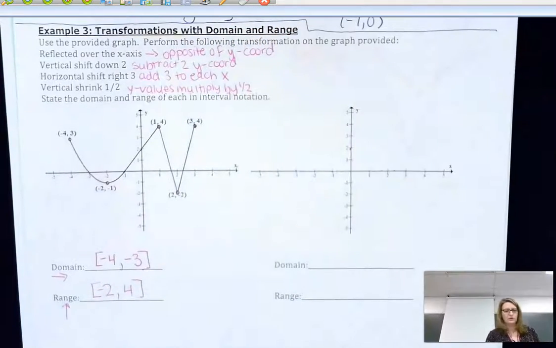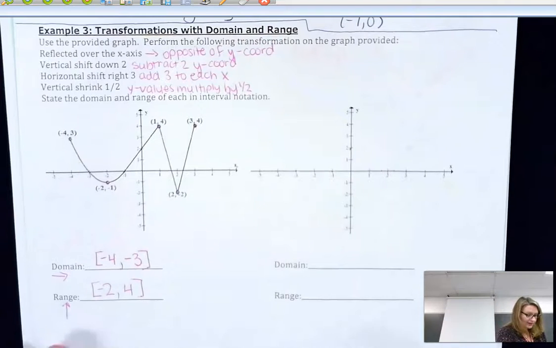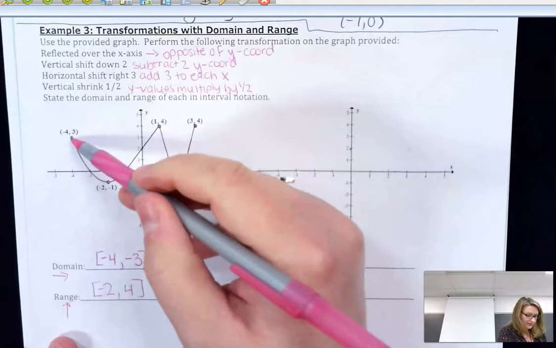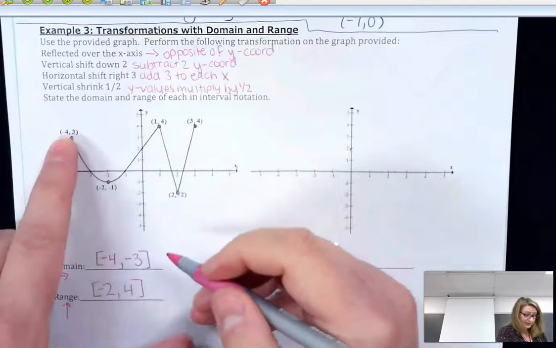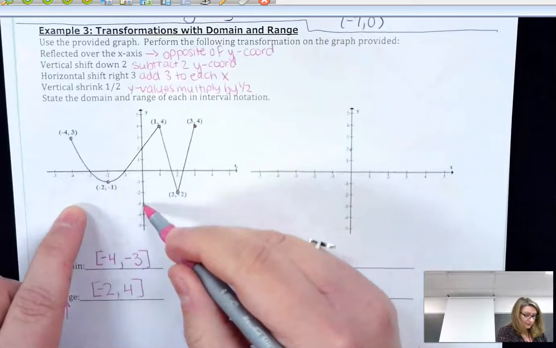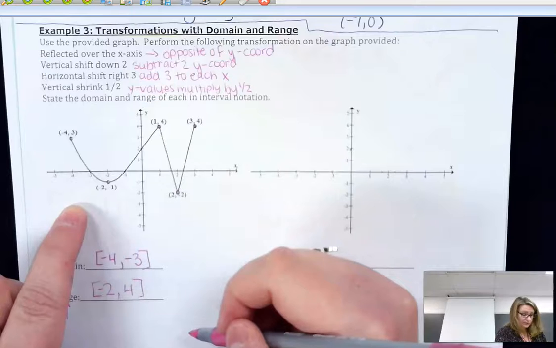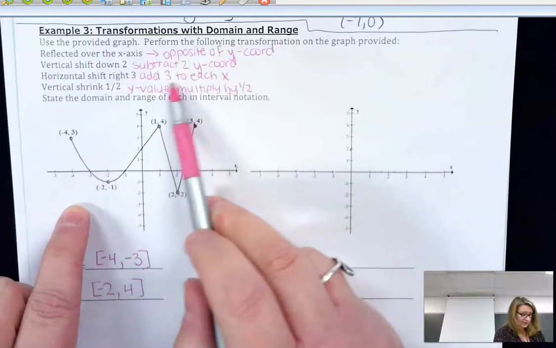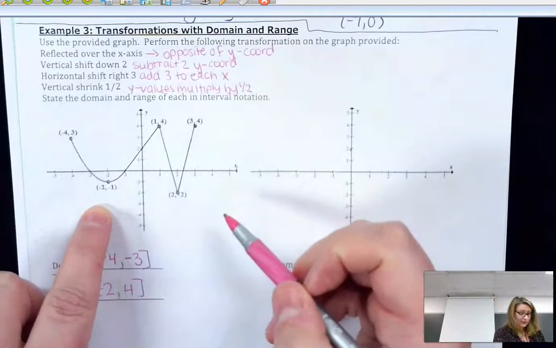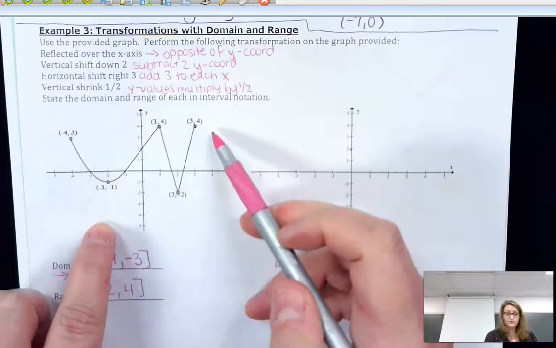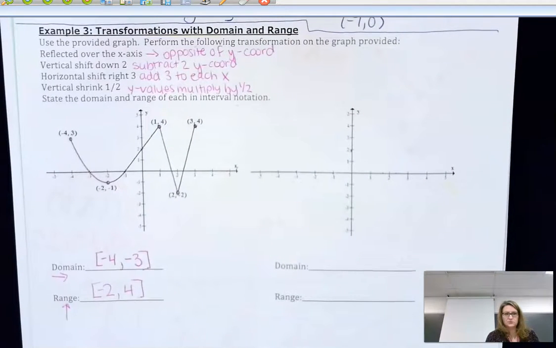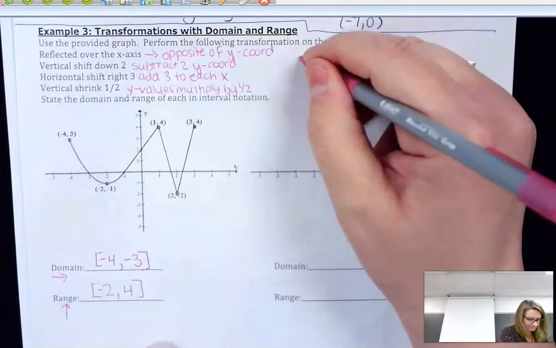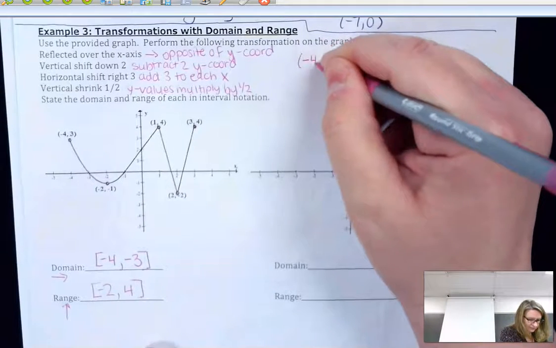Okay, so what's going to go on with these points? All right, if I reflect this point over the x-axis, it would be the point -4, -3. Then we're going to scooch it, add 3 to each x. We would scooch it to the right 3, down 2, and then we would multiply the y coordinate by 1/2. So I'm just going to go through and do that with each of the points. So here, I'm going to write down the original point, -4, 3.